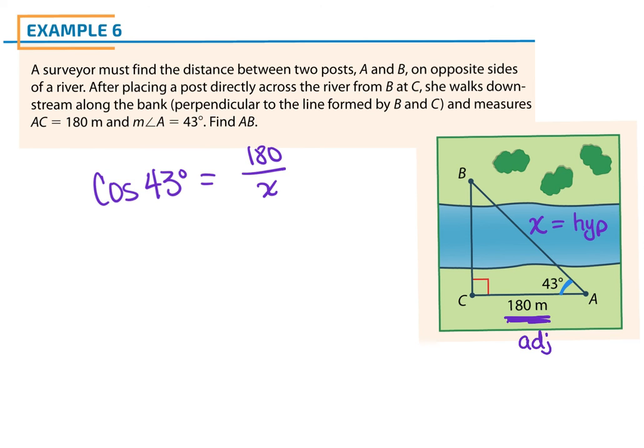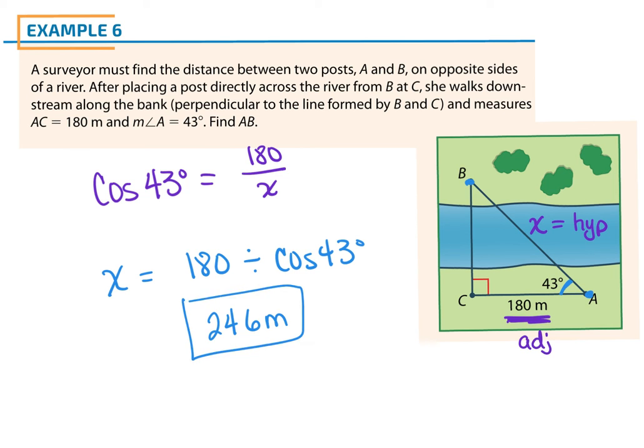If it's on bottom, you will divide. You will always be dividing by your trig function if your variable is in the denominator. So my variable is going to equal my numerator 180 divided by my trig function there. And when you do that, you should get approximately 246 meters, which means these 2 points are approximately 246 meters apart. All right, let's try one.